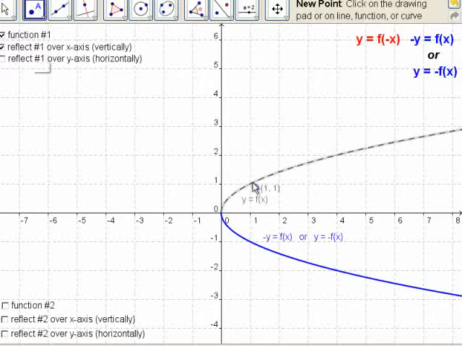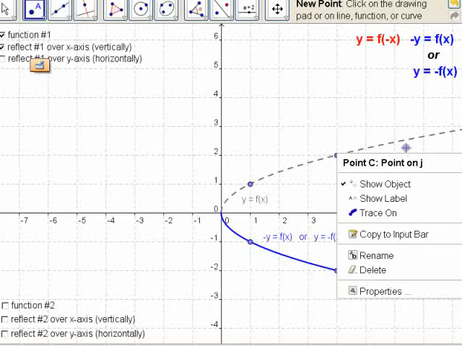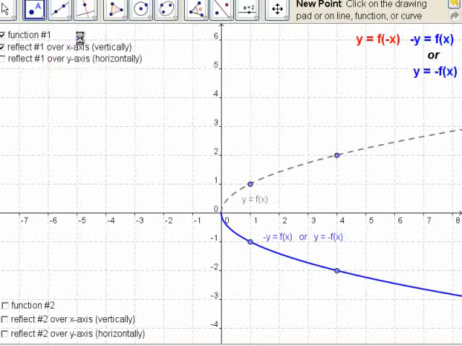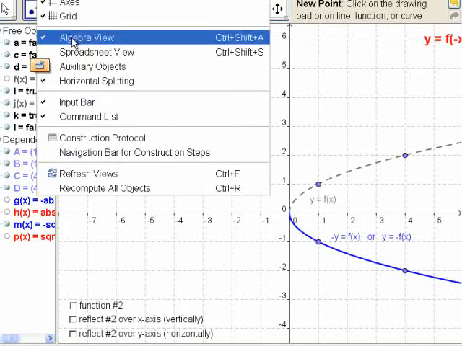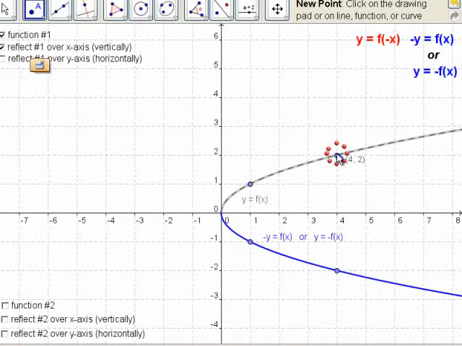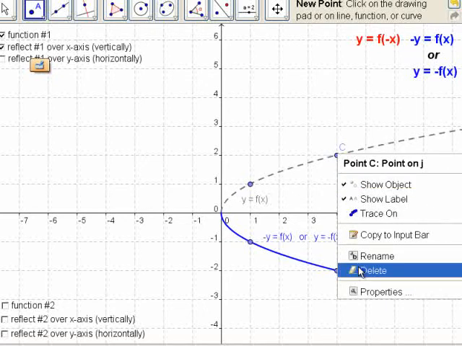If you have a point that is here, where did that point go when I reflected it? Down here, right? That became that point. This point here became that point. What changed about those? Let's instead just look at the coordinates of the points here. Show properties.